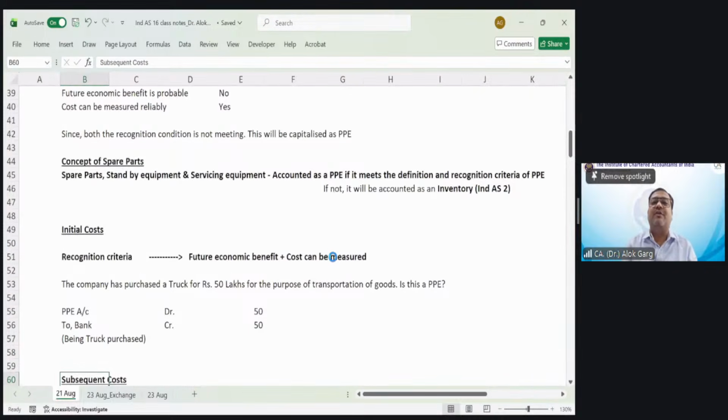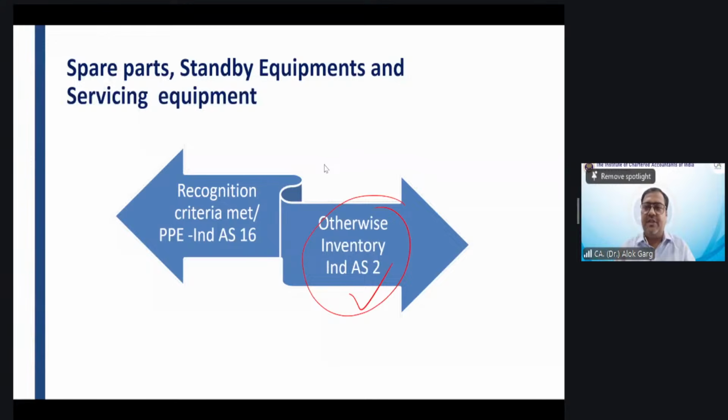What is subsequent cost? So let's go to the presentation again. Friends, you can see I am teaching you on the PPT, and again I am going to the Excel file, giving examples, writing examples, revising the topic. So at the same time you are learning, at the same time you are revising also.